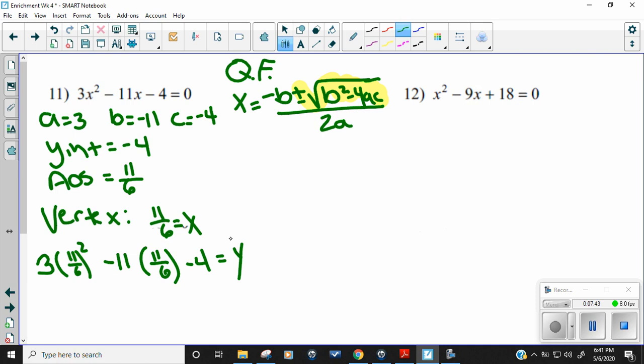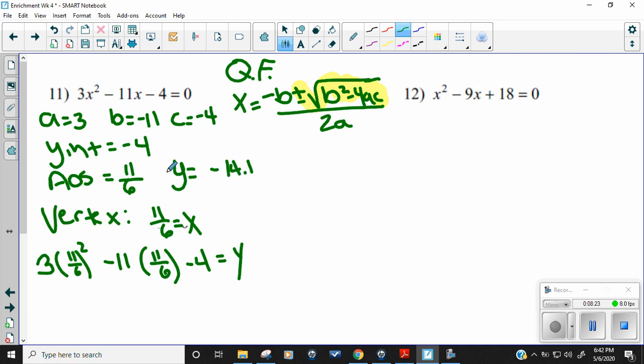I got the same thing. It should be 36. Oh, I didn't do parentheses. 3 times parentheses 121 divided by 36. No, I guess it worked. Minus parentheses 121 divided by 6. Oh, minus 4. So I got a y value. I'll write it here. Y value is negative 14.08, so I say 14.1.